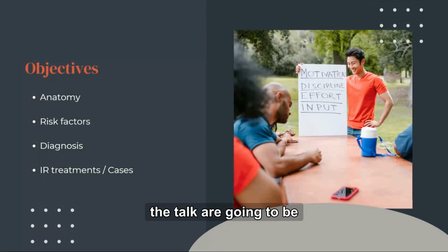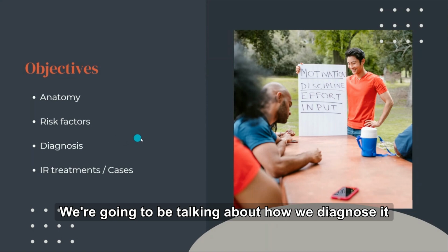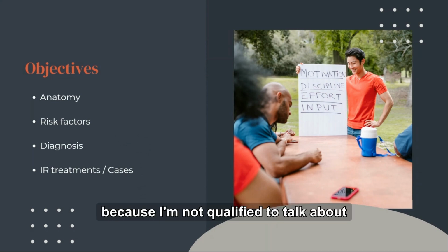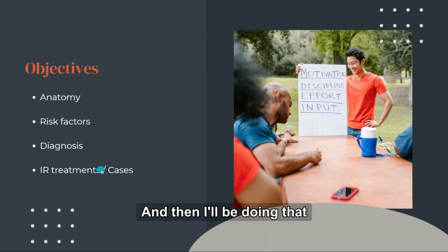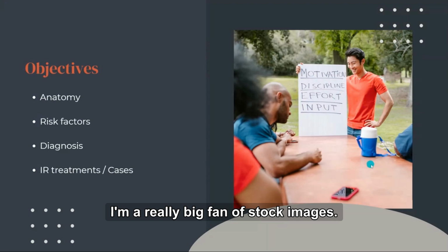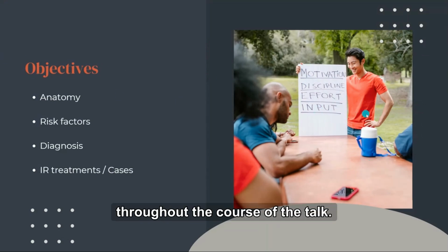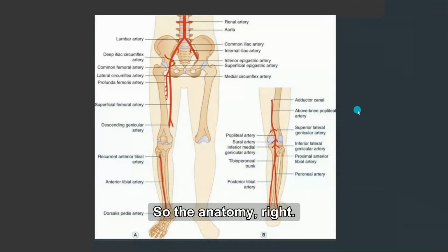So the objectives of the talk are going to be to run over the relevant anatomy for peripheral arterial disease, the risk factors associated with it. We're going to be talking about how we diagnose it and the treatments. And I'm really just going to be talking about IR treatments because I'm not qualified to talk about the surgical treatments or the medical ones for that matter. And then I'll be doing that in the form of cases, really. Just to sort of forewarn you, I'm a really big fan of stock images. So just typing objectives in and getting an image like this, you'll get used to it throughout the course of the talk.